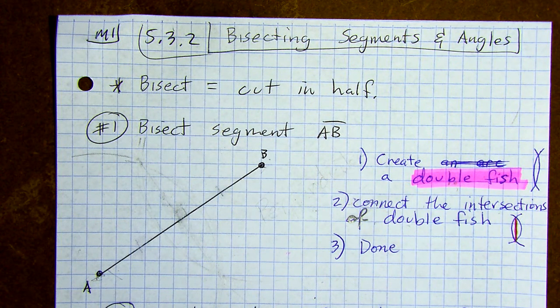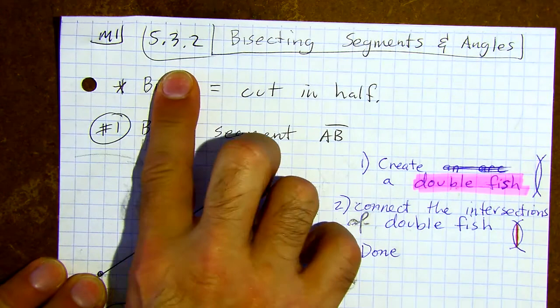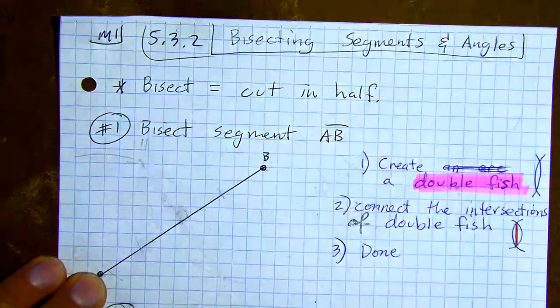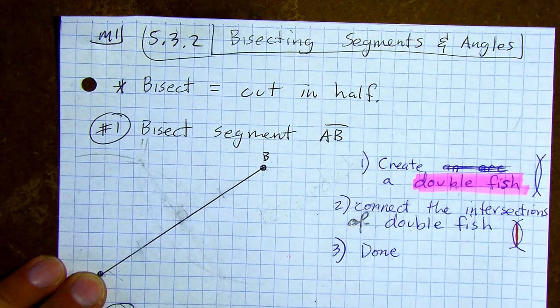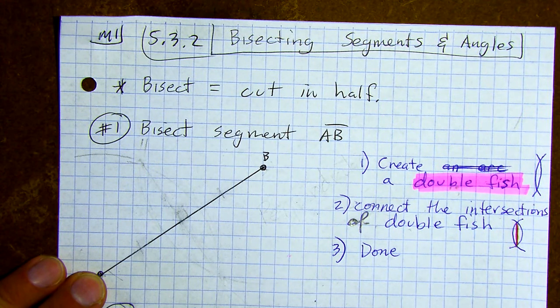Today we're talking about bisecting segments and angles. First, what does bisect mean? We have the prefix bi, so like bilingual, bicycle, bisexual, bi-weekly means every 2 weeks or half week.